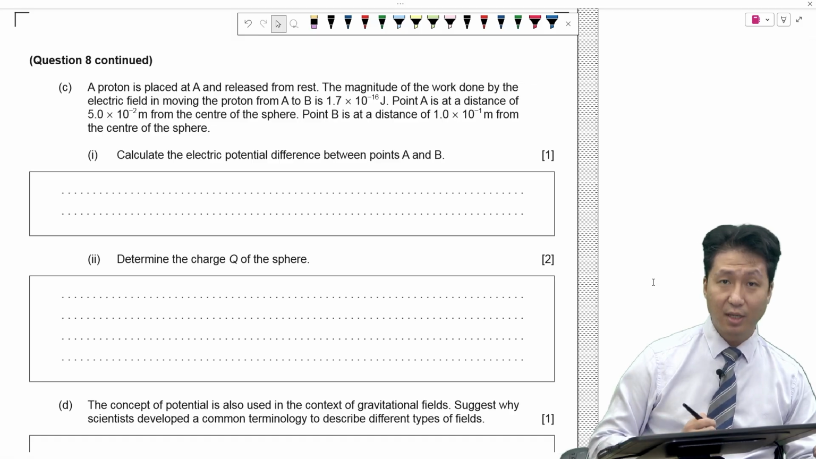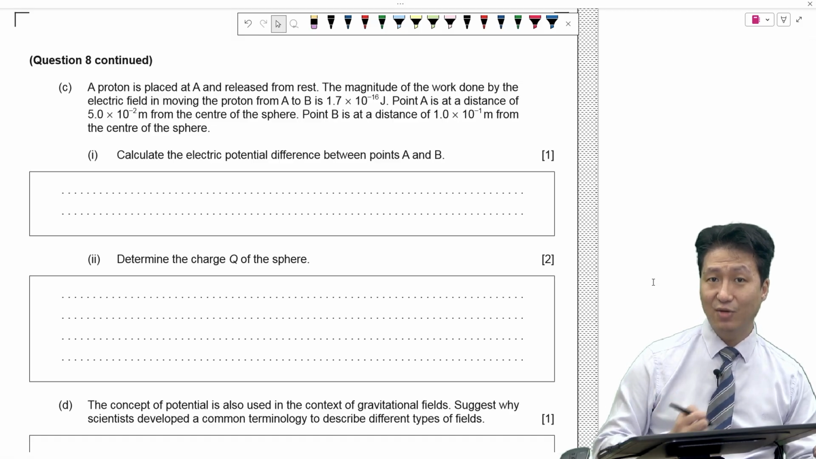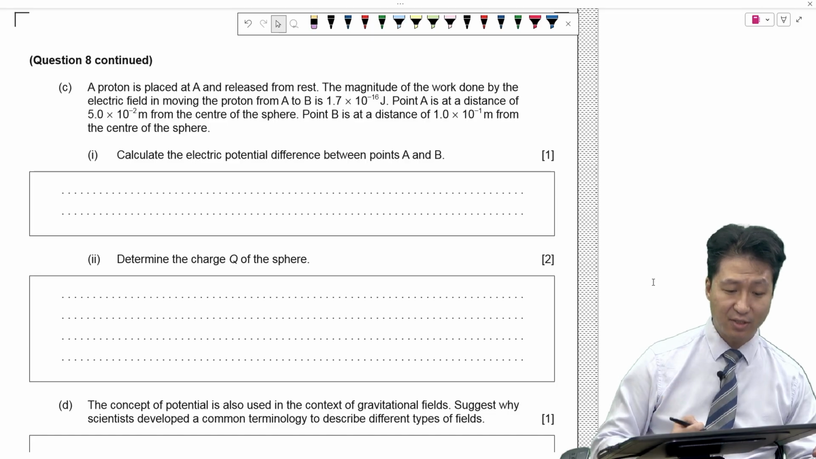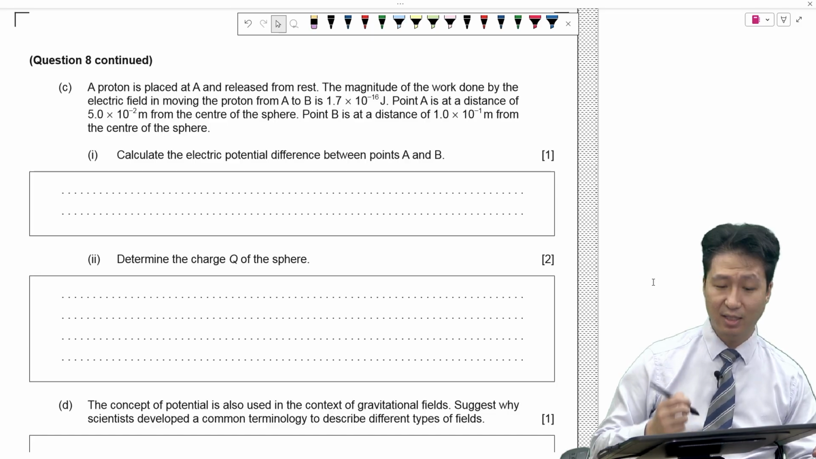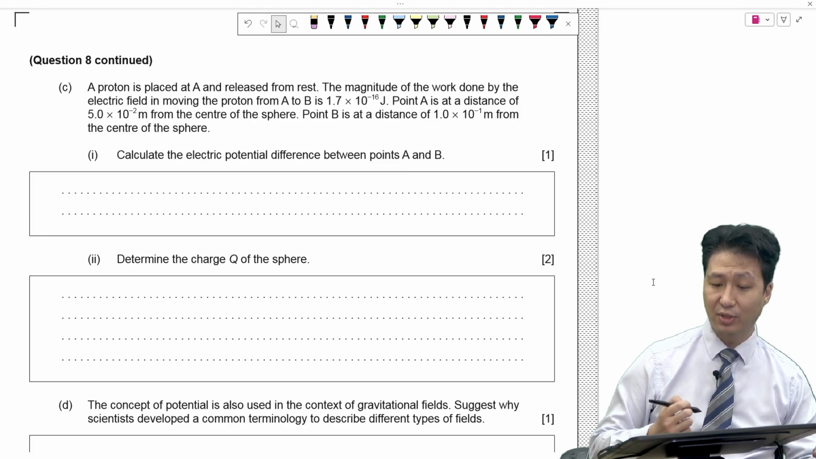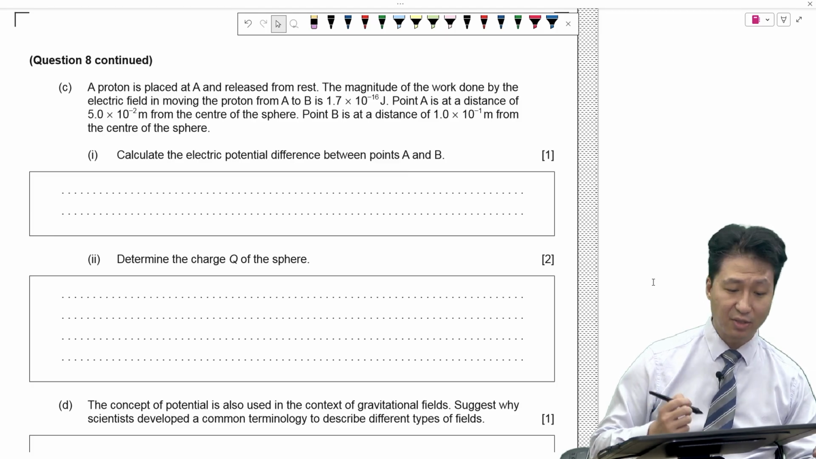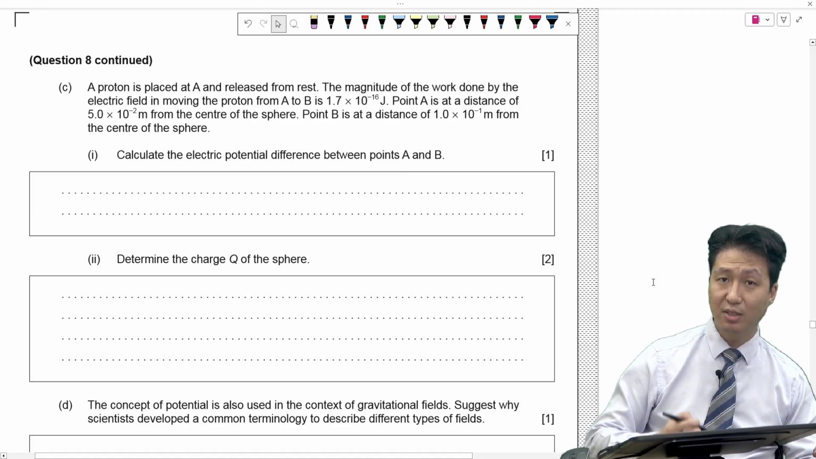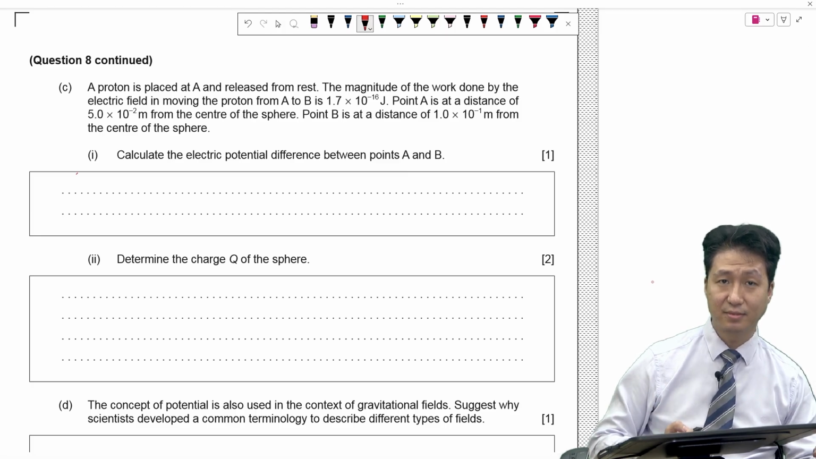Part C, a proton is placed at A and released from rest. The magnitude of the work done by the electric field in moving the proton from A to B is 1.7 times 10 to the negative 16 joules. Point A is at a distance of 5.0 times 10 to the negative 2 meters from the center of the sphere. Point B has a distance of 1.0 times 10 to the negative 1 meters from the center of the sphere. Calculate the electric potential difference between points A and B.